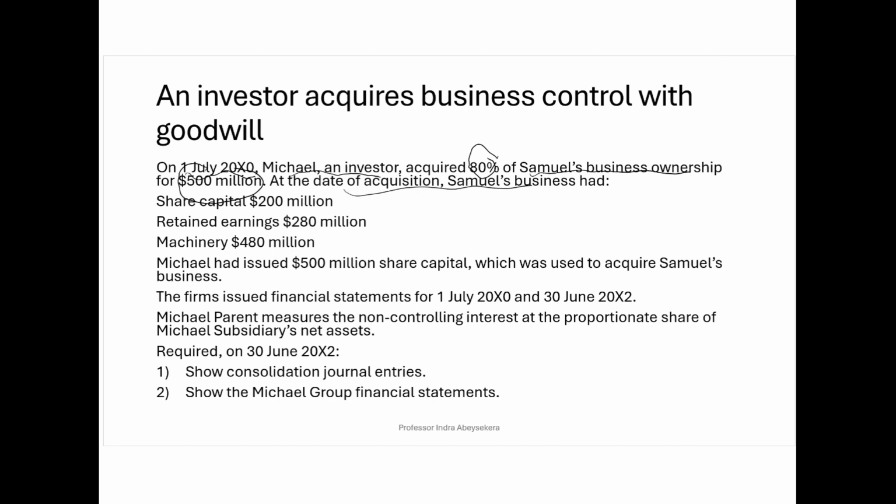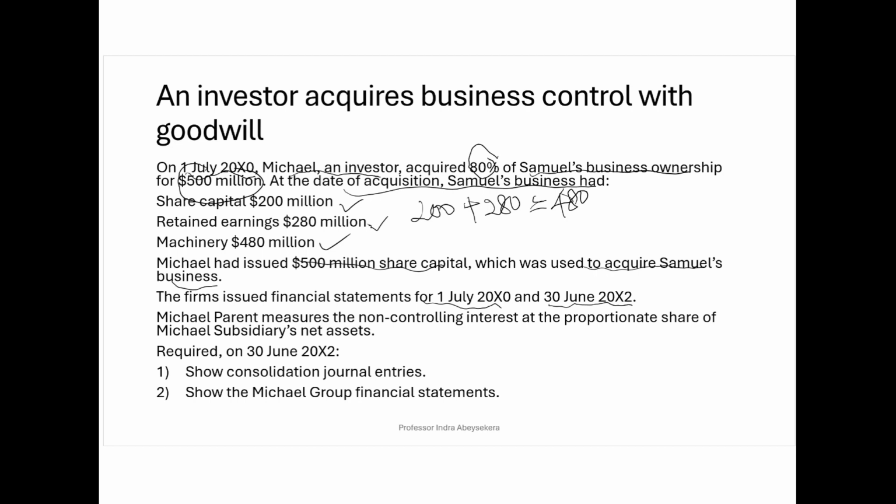At the date of acquisition, Samuel's business had 200 million share capital and retained earnings of 280 million. What it means is its shareholders' equity equals 480 million and was represented by machinery of 480 million. Michael had issued 500 million share capital and used it to acquire Samuel's business. The firms issued financial statements for 1st of July 20X0 and 30th June 20X2, 2 years after.